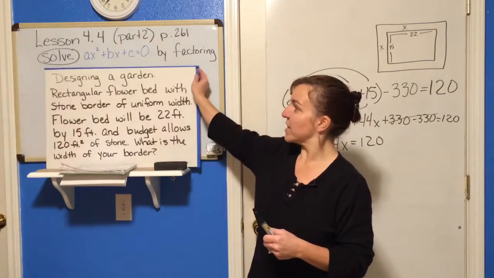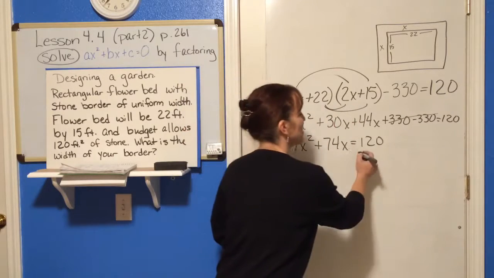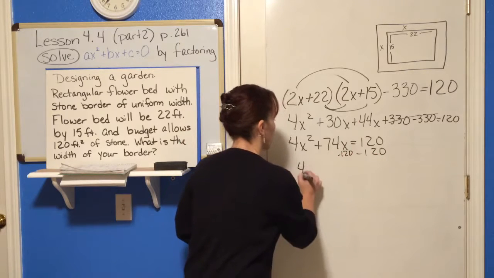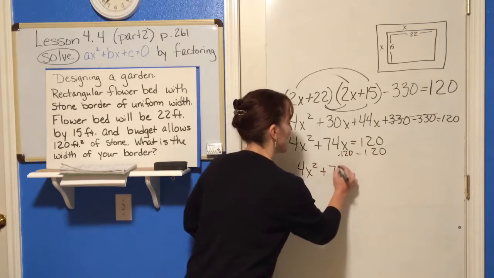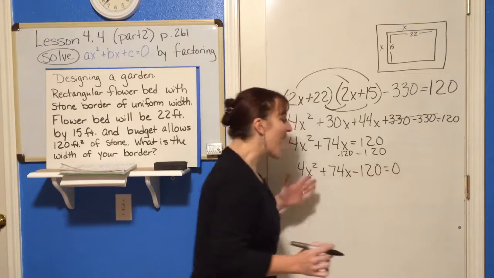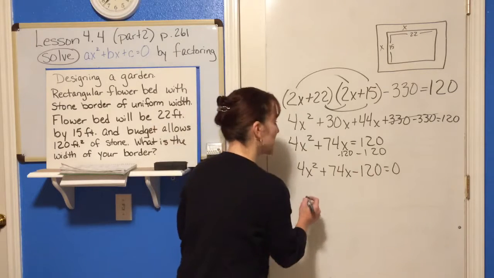Oh wait, we didn't get it into standard form, did we? Is that what we need to do? Sure enough, let's get it into standard form. Subtract the 120 from both sides. So 4x squared plus 74x minus 120 equals 0. Now we have an equation that is in standard form. Now we simply factor it.